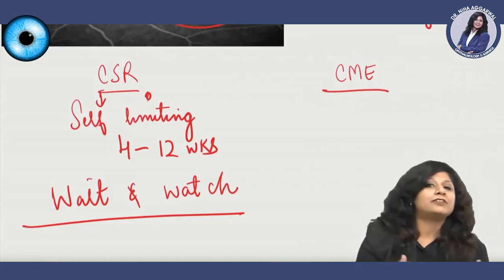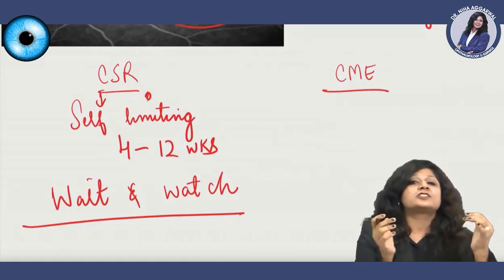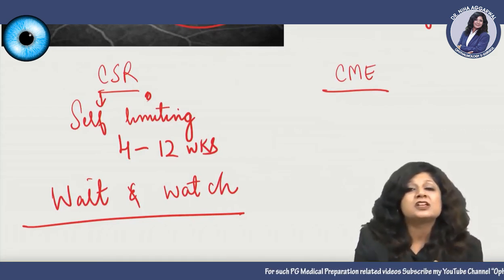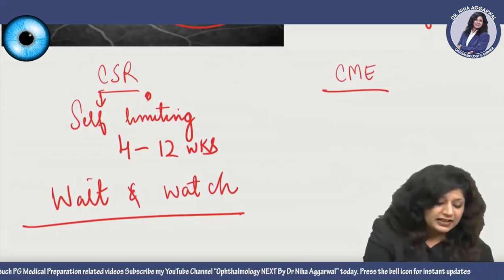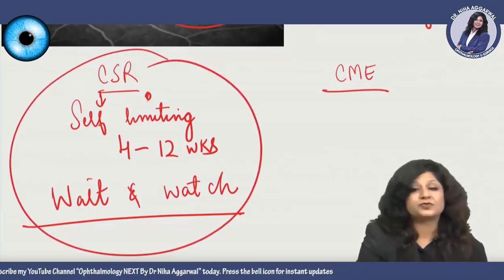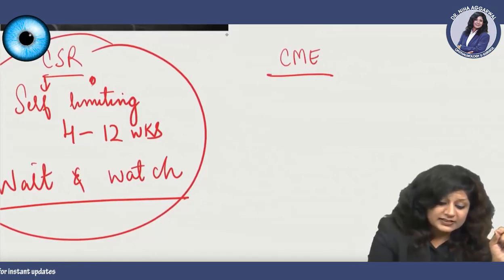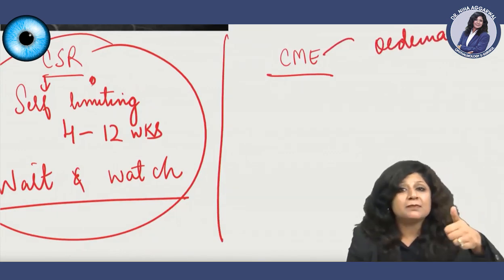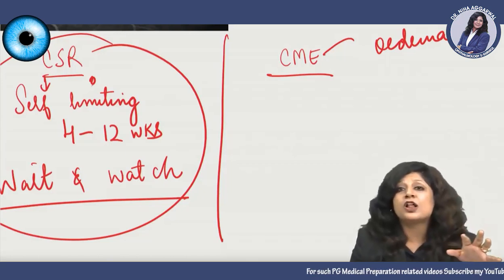I'm not saying never give them treatment, because it's also a recurrent disease. So if it's not resolving, or it's bilateral, or it's recurrent, in those cases we can do photocoagulation, but otherwise in maximum cases we are doing just wait and watch. But what about the CME? This was actually edema. Because this is edema, there was inflammation. So you have to treat it. It will not resolve on its own.